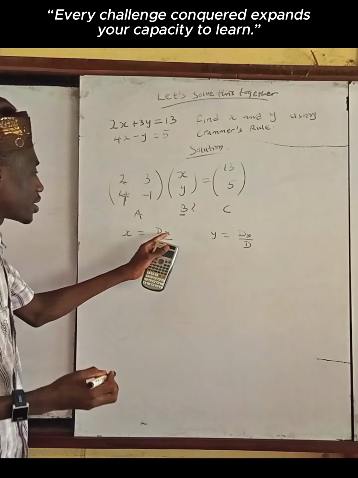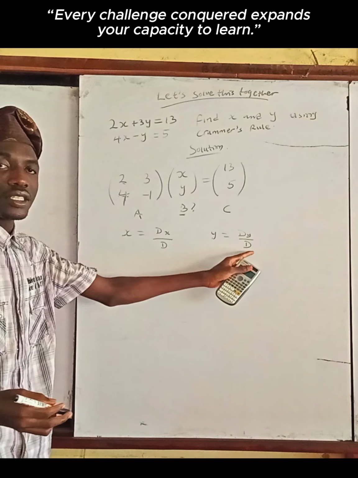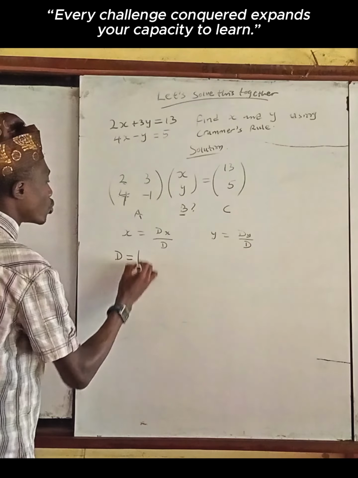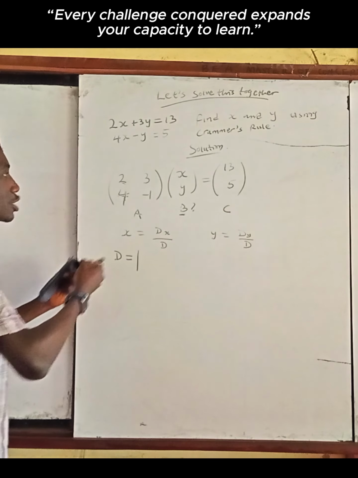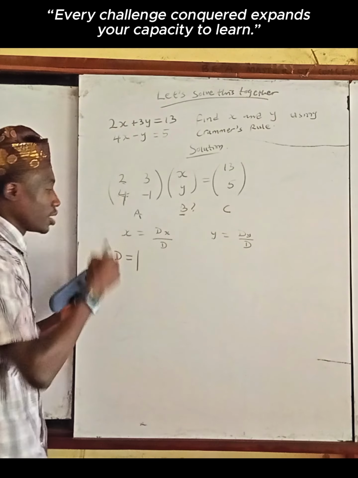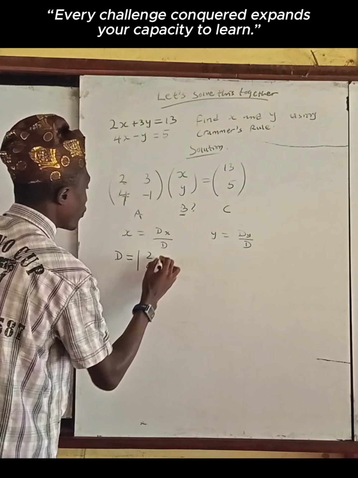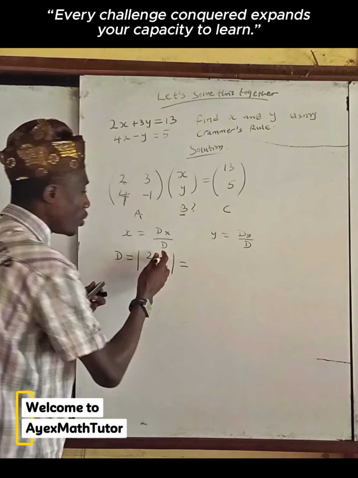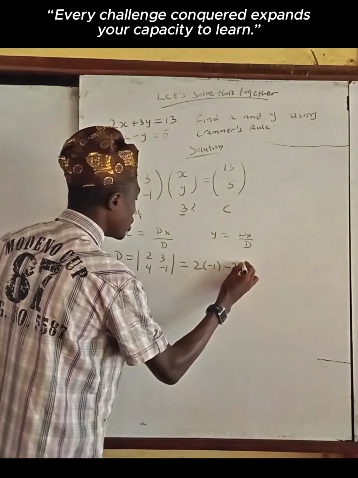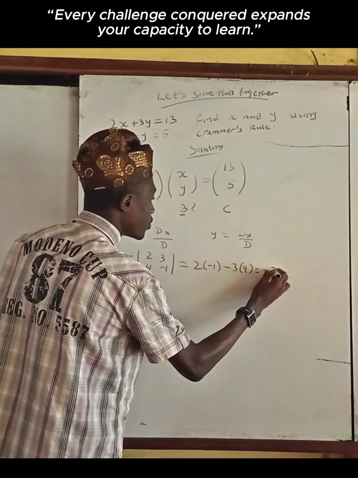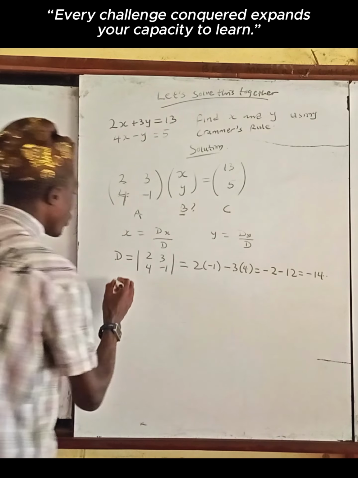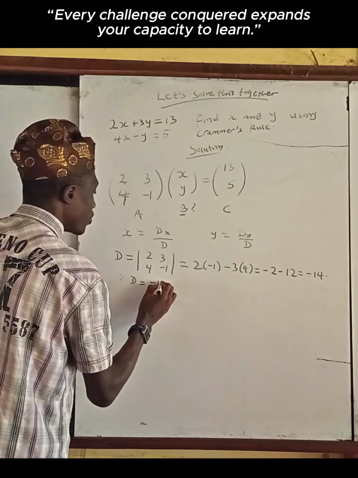What is d of x? What is d of y? What is d? Are you with me? Just follow through. This ordinary d simply means you are going to find the determinant of the expression that you are given directly, that you form directly from your given equation, which is this. So we have 2, 4, 3, -1, find the determinant. That is 2 into -1, then minus 3 into 4, which is equals to -2, then negative 3 times 4, 12, which is equals to -14. So therefore our d is equals to -14.